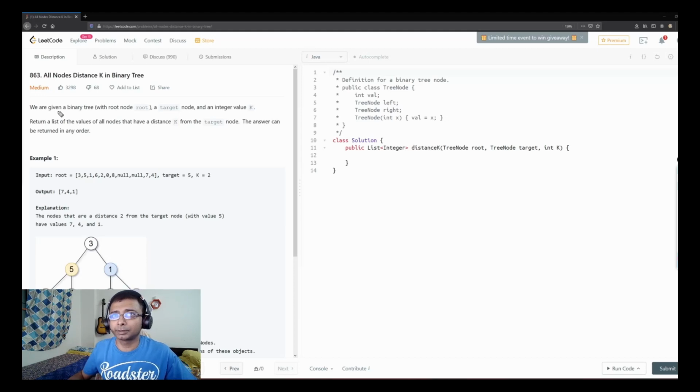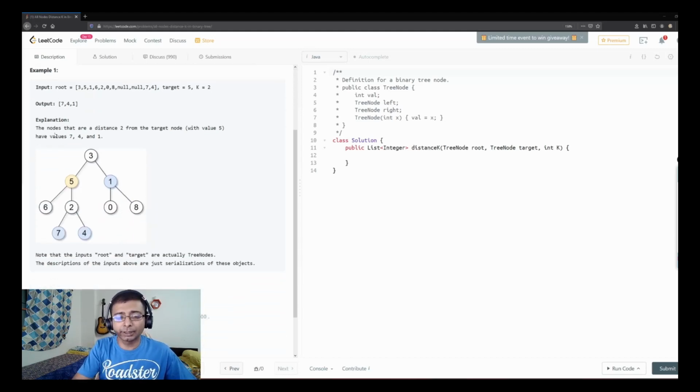So let's look at the example given in the problem. So here is one example wherein we are given a tree. So the root is 3, then we have two children 5 and 1, 6 and 2 are the children of 5, 0 and 8 are the children of 1, then 7 and 4. Okay, so our target node is 5. So this is our target node, and we have to give all the nodes which are two distance out from it. So this is one distance, this is one distance, this is one distance. This node over here is two distance out. These two nodes are three distance out.